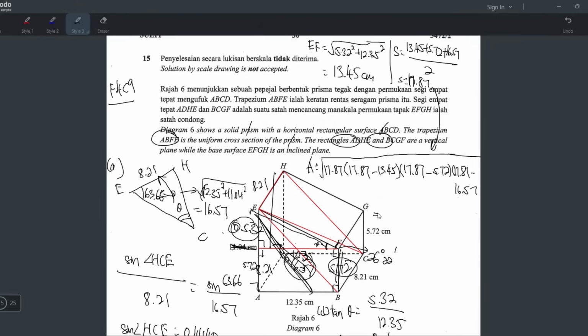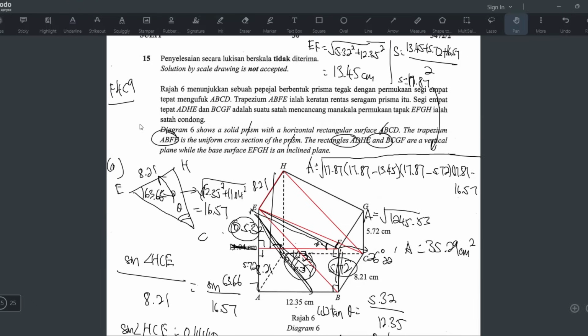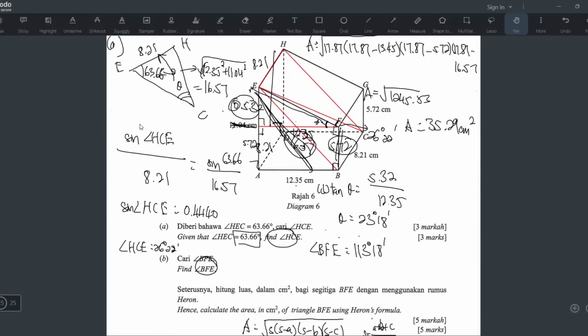Okay, so now I will press my calculator and let's see what we get. I will use the answer button. So answer bracket answer minus 13.45 and then close bracket open bracket answer minus 5.72 close bracket open bracket answer minus 16.57 close bracket. Okay, I got 1245.53, and then square root the whole thing to get the final answer 35.29. And make sure you write cm square because that is the area of the triangle. Okay, done already.